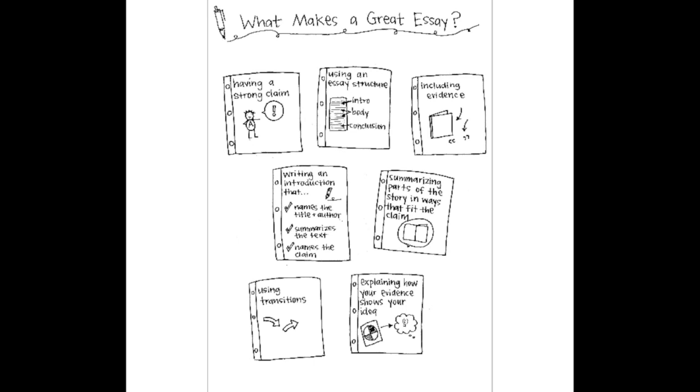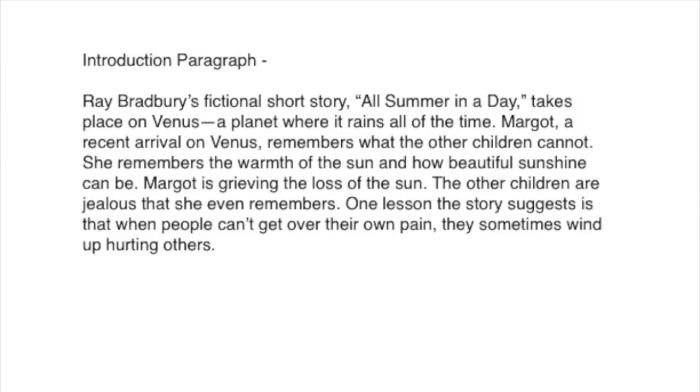We use an essay structure, which has an introduction, a body, and a conclusion. And I've given you an outline in the packet you're going to be using for your big essay for your next short story, and that outline shows what you need to include in all your paragraphs. And we're also going to include evidence. What I want to talk about right now, though, is writing an introduction that names the title and the author and also summarizes the text, but also names the claim at the end of the introduction paragraph.